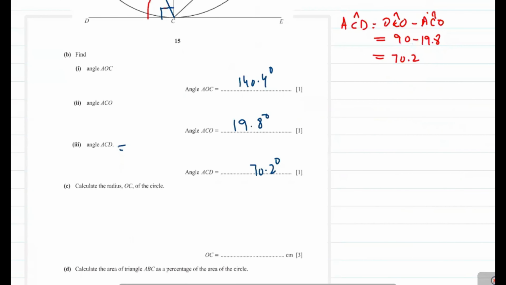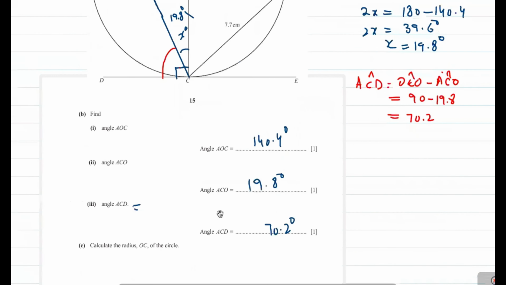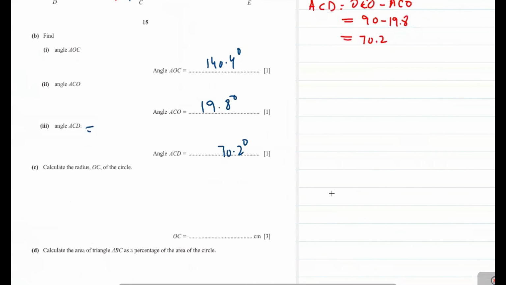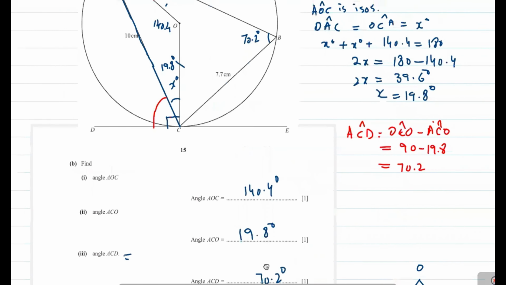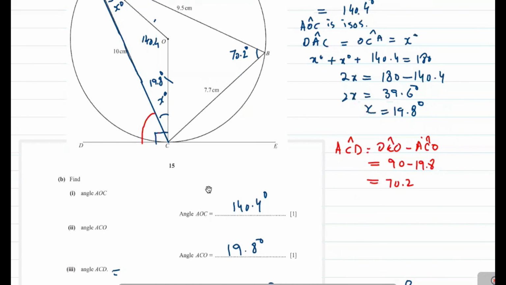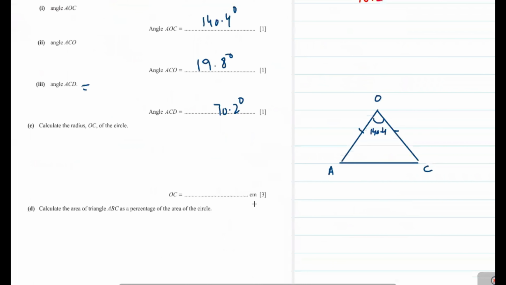Next is to calculate the radius. Calculate the radius OC of the circle. It's very simple. You can see here this is the triangle ACO. I make this triangle here, ACO, and this length is AC, and these two lengths are equal, and this angle is 140.4. The other two angles are 19.8. You can see here, this is 19.8.